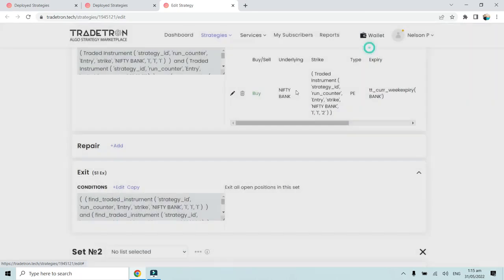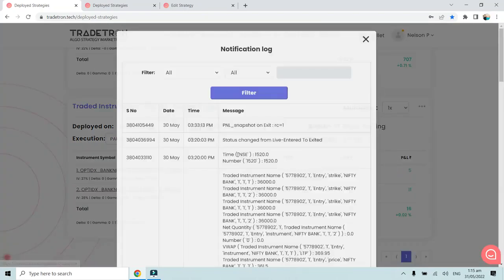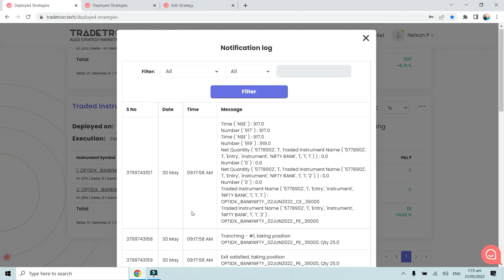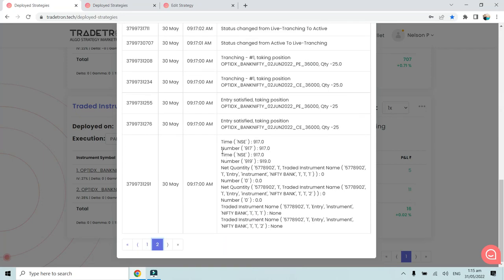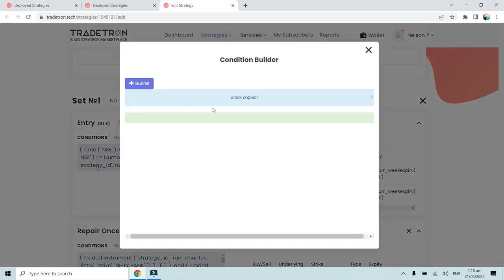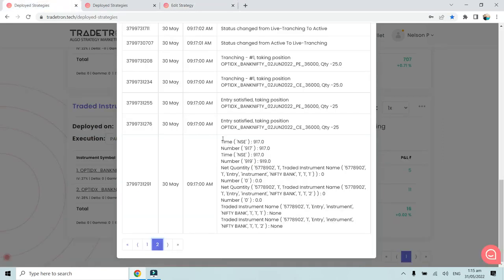We will just see the logs now. This is the notification log. I'll just go to the first page. As you can see over here, this is the notification log. We'll check it with our entry condition, so that it will be better to understand. Our entry condition is that the time should be between 9:17 and 9:19, and that is true over here. Time is between 9:17 and 9:19. The time was at that time 9:17.